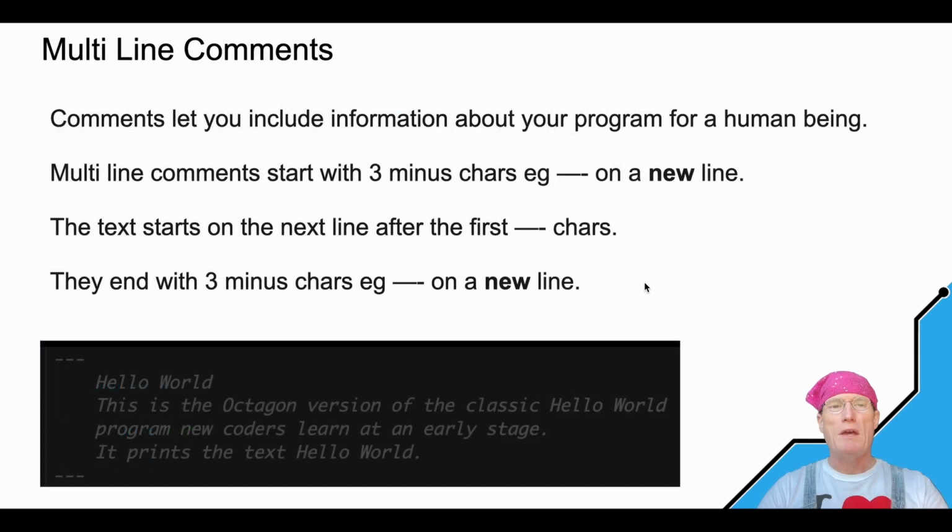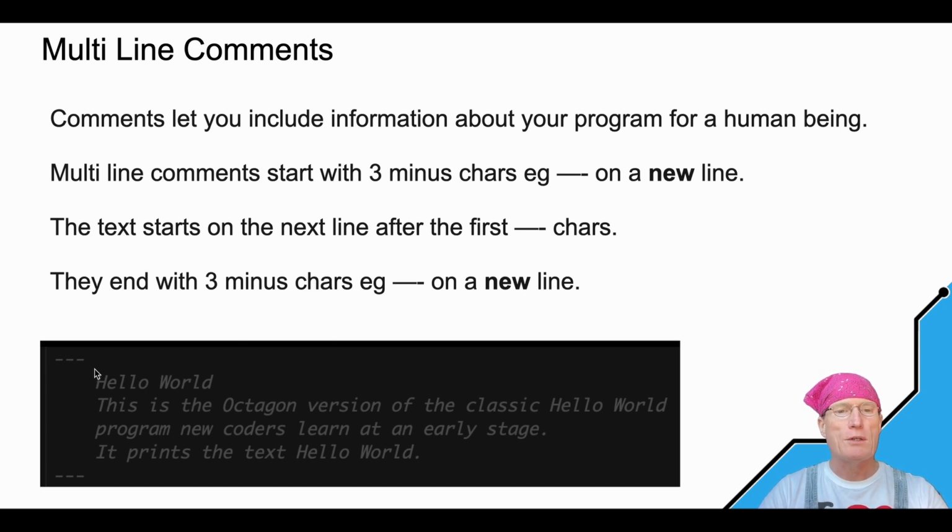The first thing we have is a multi-line comment, and that's this lump of text that you can see here. So comments let you include information in your program for a human being, because Octagon and the computer really don't care about this text. They completely ignore it. This is for human consumption.